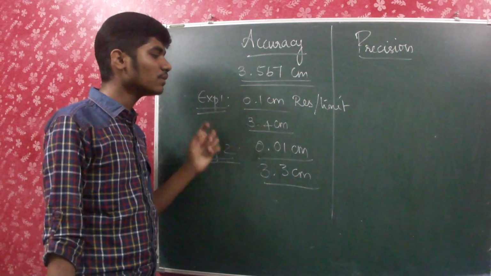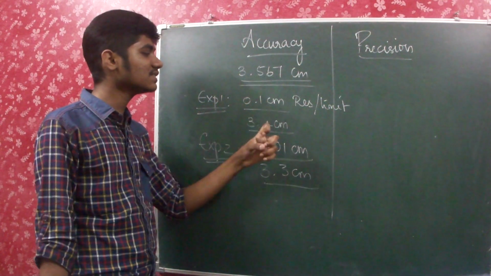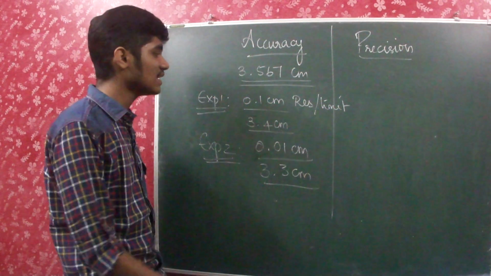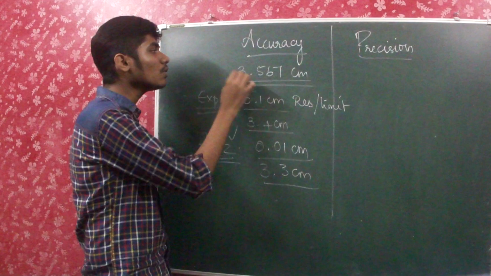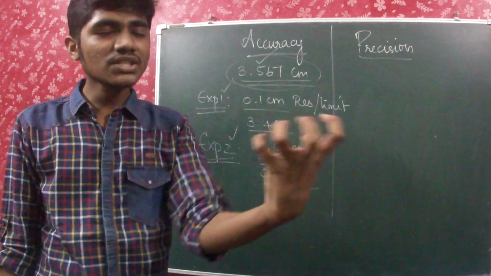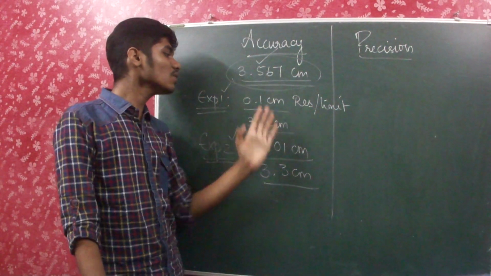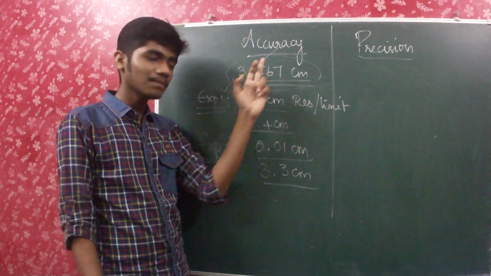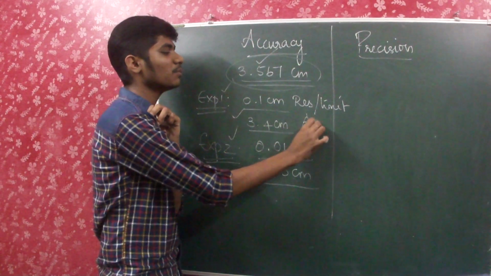Okay, so this is experiment 1 and this is experiment 2. This is resolution and this is the obtained value. So here you can see, did we get a closer value to the true value? This is the true value, this is the measured value. Which of these two values is closer? This is closer. Am I right? That's why it is said to be more accurate.